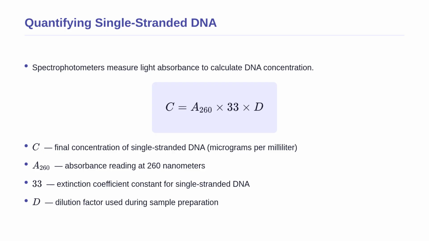A sub 260 is the absorbance reading at a wavelength of 260 nanometers. The number 33 is the specific extinction coefficient constant, calibrated only for single-stranded DNA. D represents the dilution factor used when preparing the sample. If the absorbance reading increases, it directly indicates that the concentration of DNA in our original tube is proportionally higher.